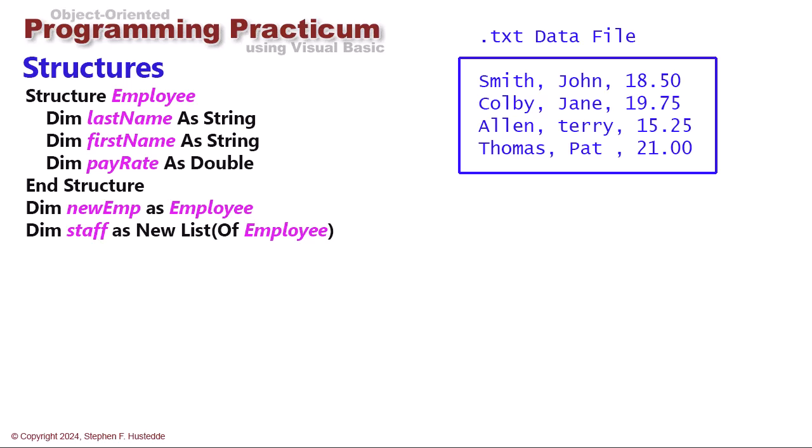Where structure really becomes handy is in reading data from an external file that may contain multiple records. So let's consider this text data file over here on the right-hand side that has 4 records, each with a last name, a first name, and an hourly pay rate. And I can create a structure called employee where we have 2 string variables, last name and first name, and then a double variable of pay rate. I can Dim a variable called newemp as of type employee. And I can also create a list of employees, I'm going to call it staff, as new list of type employee.